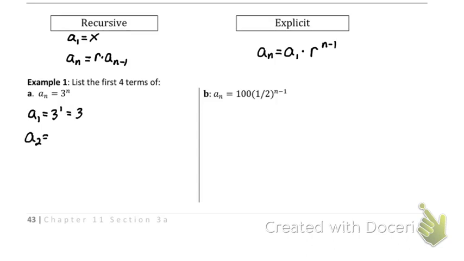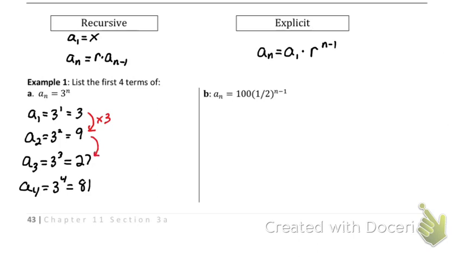Our second term is 3 squared. 3 squared is going to be 9. Our third term is 3 cubed. Well, 3 times 9 is 27. And finally, our fourth term, 3 to the fourth, what is that going to be? 3 times 27, so that would be 81. And if we note, this is geometric, because we are multiplying by 3.